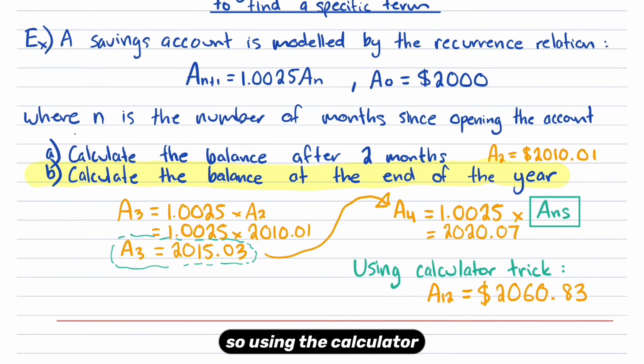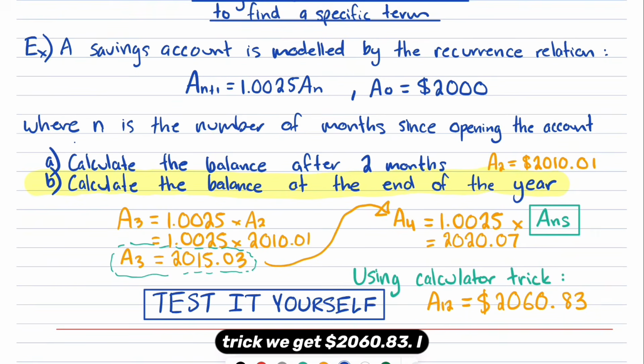So using the calculator trick, we get $2,060.83. I'd encourage you to test this yourself just to make sure that you can definitely use the trick, because this trick is very, very valuable and it's something you have to know when it comes to recurrence relations.